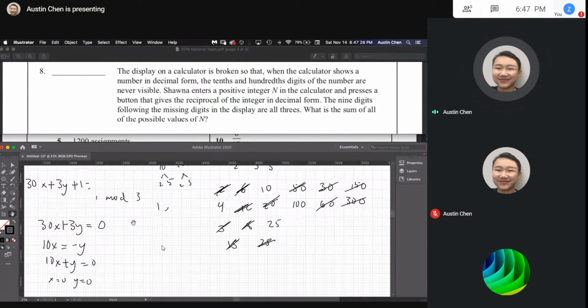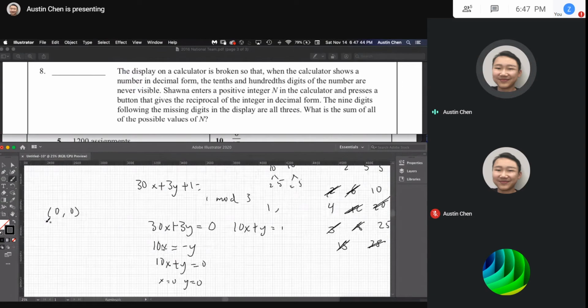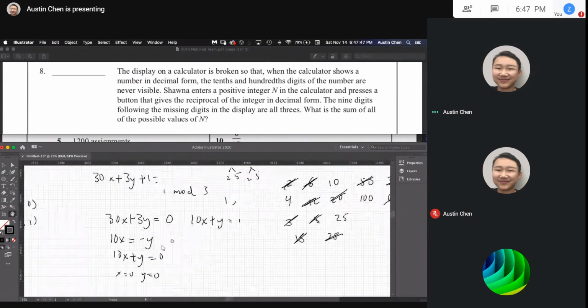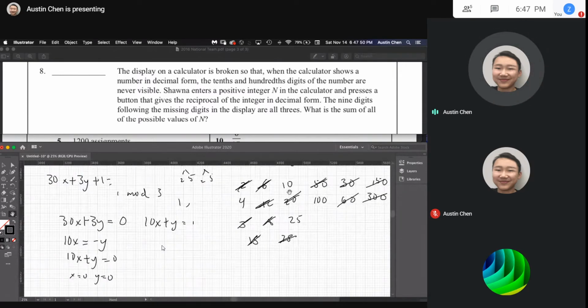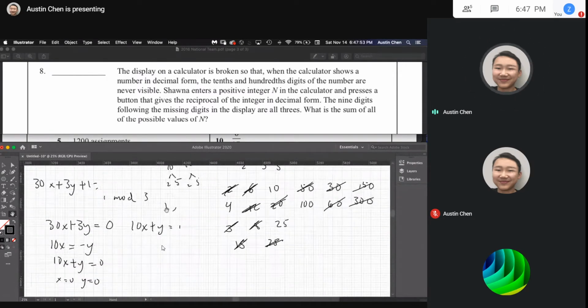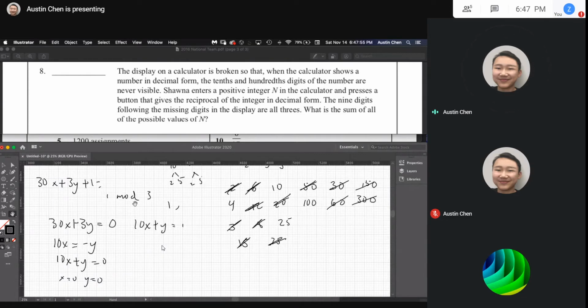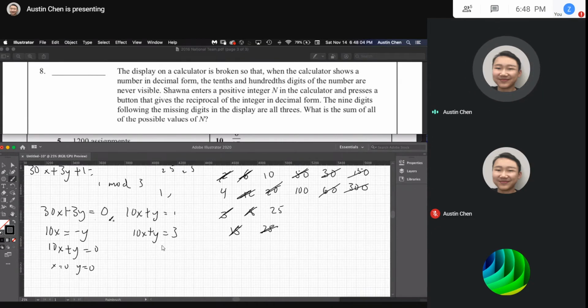All right, now let's look at 4. When we subtract 1 and divide by 3, we're going to have that 10x plus y will equal 1. And x has to be 0 in this case, right? If x is anything greater than 0, then that would be way too big. So x has to be 0 and y has to be 1. So we're going to have 0, 1 there. Then we have 10. So 10x plus y equals 3, and again, y is just going to be 0, 3.